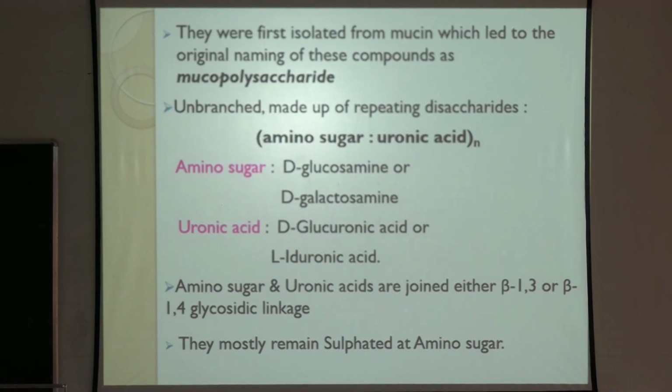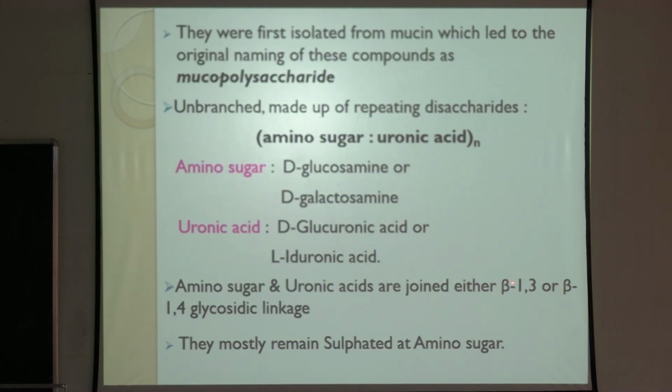Okay? So there will be two things, one acid and one amino sugar. The acid can be glucuronic or iduronic, and the amino sugar can be glucosamine or galactosamine.